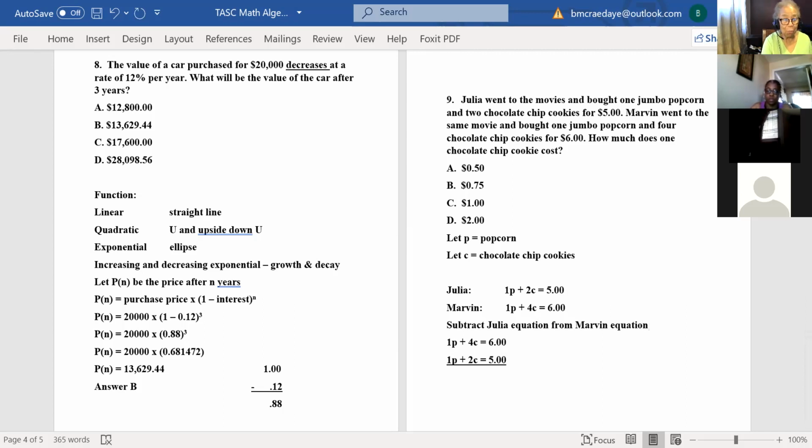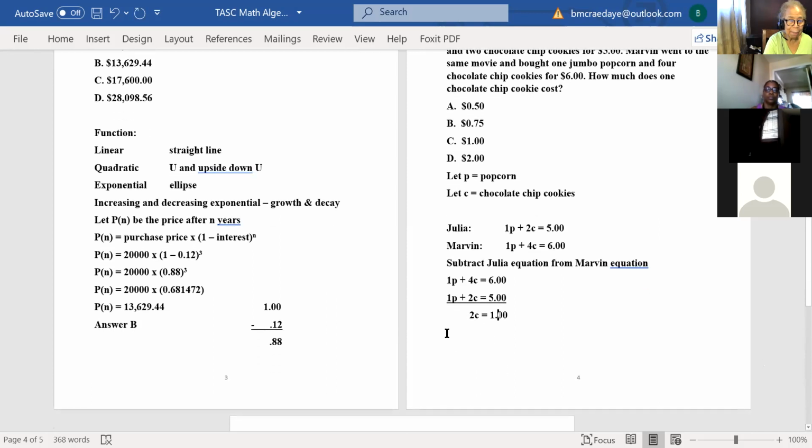That way, 1p minus 1p is just 0, right? And what's 4c minus 2c, Vanessa? 2c. That's right. And what's 6 minus 5? 1. So now you see your answer, right? This is a decimal. So if 2c is $1.00, what's c equal to, Vanessa?